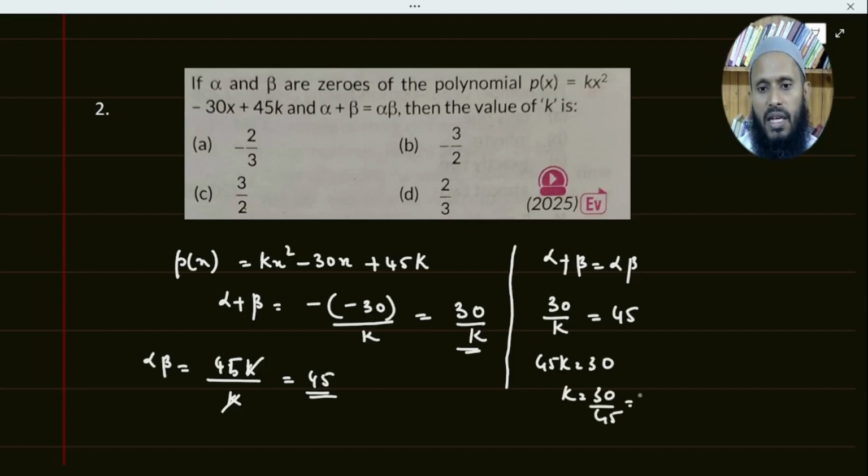I can simplify it, it can be divided by 5, so it will be 6 by 9. Again I can simplify it to 2 by 3. So 2 by 3, option D will be our answer. Yes, we move to the next question.